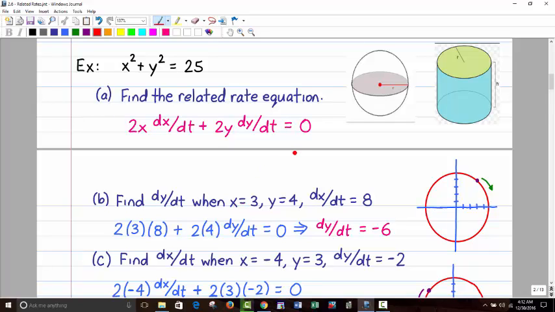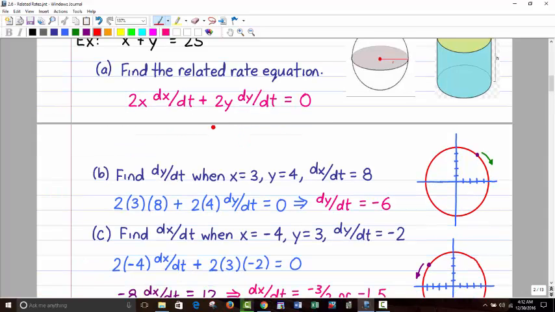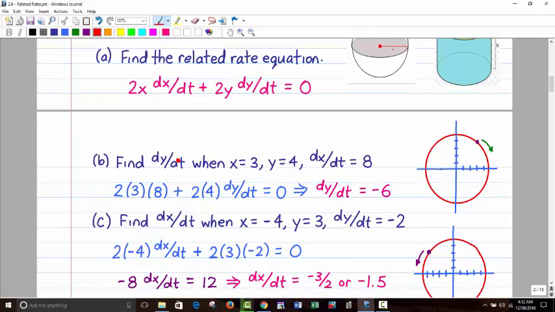Now, you can look at this example of a point moving around a circle at a certain rate with respect to time. So there's our related rate equation. I've already explained that one, so I won't do that again. Well, you could get rid of the 2's if you wanted to. Now, find dy/dt when x is 3 and y equals 4, dx/dt equals 8.